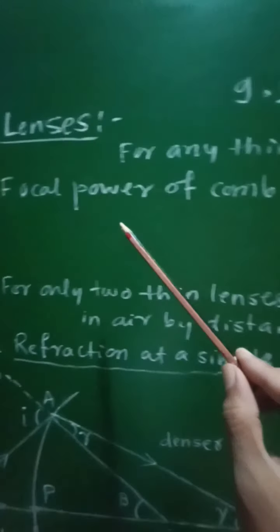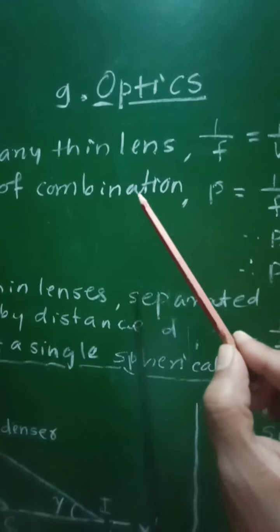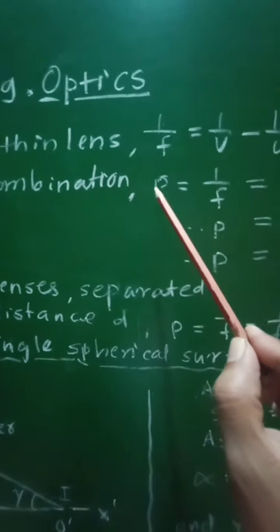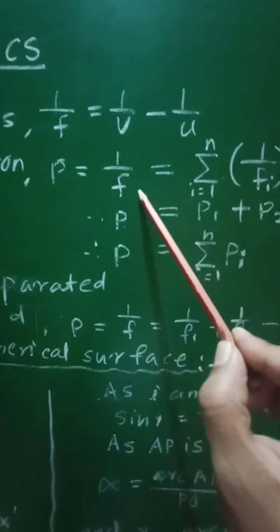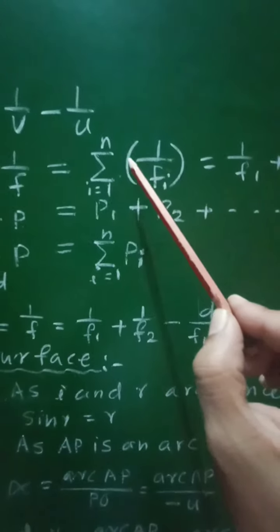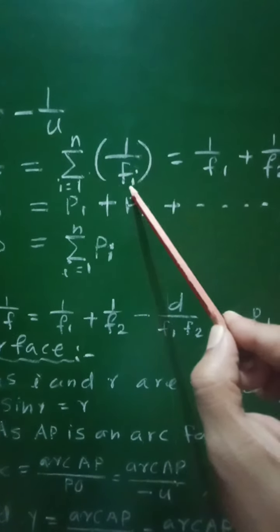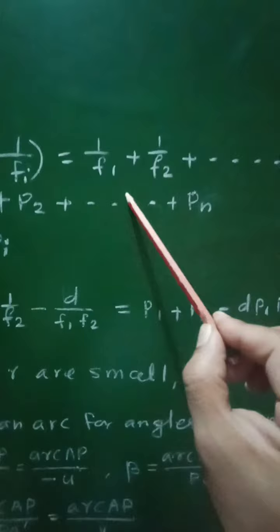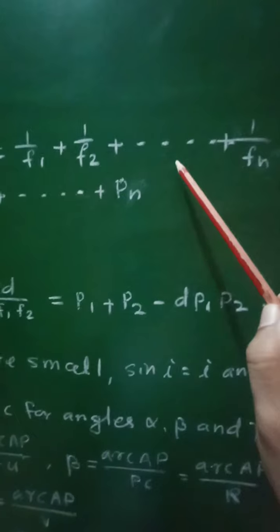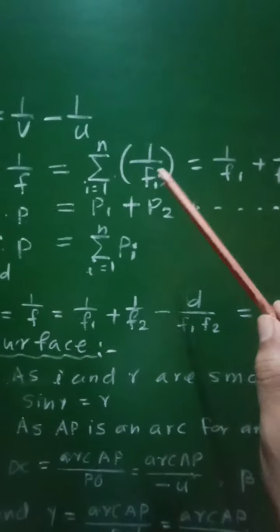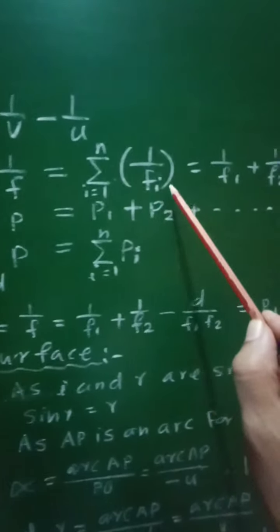Now, the focal power of the combination of a number of lenses will be given as the focal power P equal to the reciprocal of focal length, that is 1 by f, which will be equal to the summation i equal to 1 to n of 1 upon fi, that is 1 upon f1 plus 1 upon f2 plus 1 upon fn, for n number of lenses combined together.